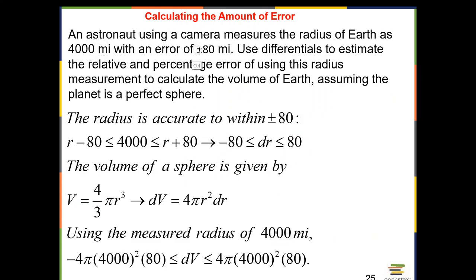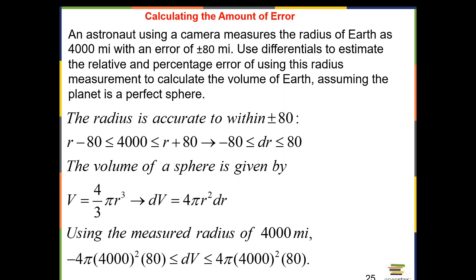All right, so here's an example. An astronaut using a camera measures the radius of Earth as 4,000 miles with an error of plus and minus 80 miles. Use differentials to estimate the relative and percentage error of using this radius measurement to calculate the volume of Earth, assuming the planet is a perfect sphere. So the radius is accurate to within plus and minus 80 miles.